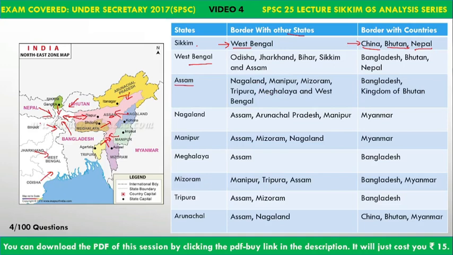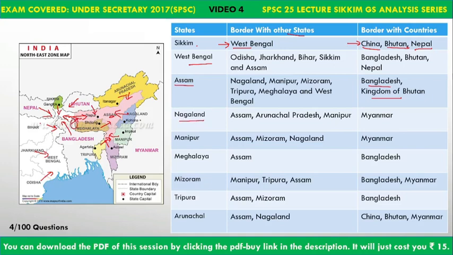Okay, so we talked about the state. Now, what are the countries with borders with Assam? The countries bordering Assam are only Bangladesh and the Kingdom of Bhutan. Here you can see that Assam is bordered by Bhutan from here, and Assam is bordered by Bangladesh from this small portion.